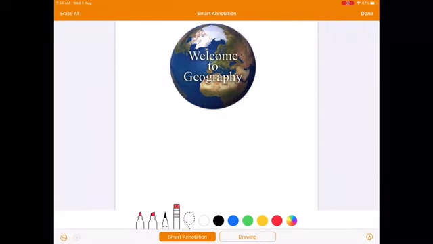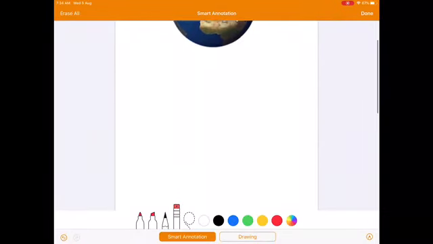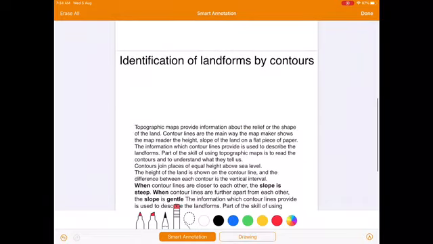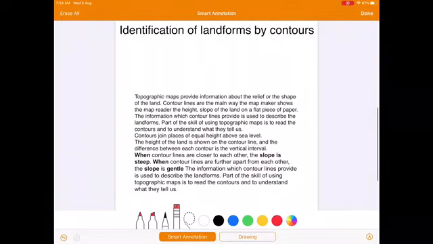Welcome again, children. Today we are going to start with the identification of landforms by contours. So, children, topographical maps provide information about the relief or the shape of the land. With the help of the contour lines, the map maker shows the height of the place, and whether the slope of the land is flat or hilly region.